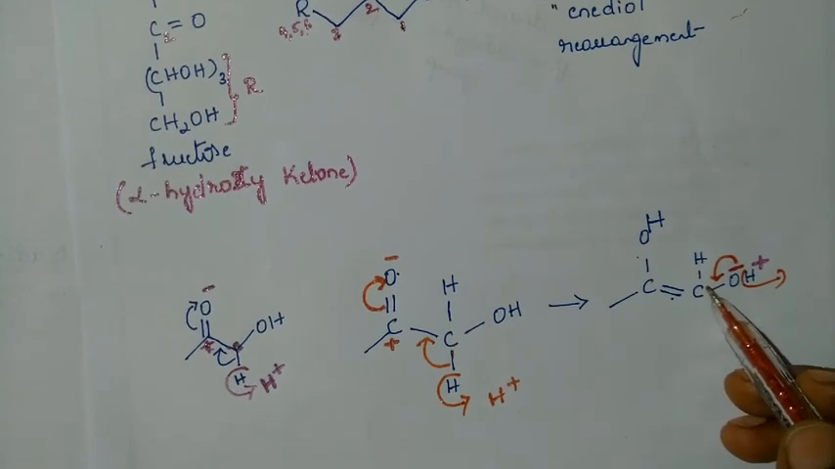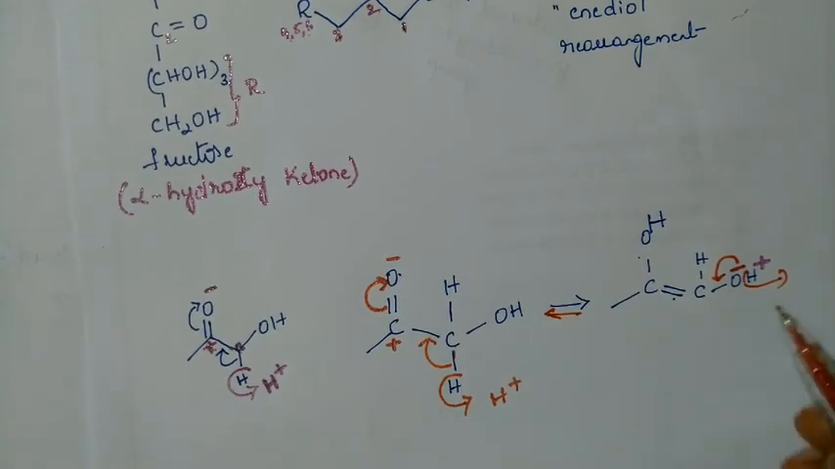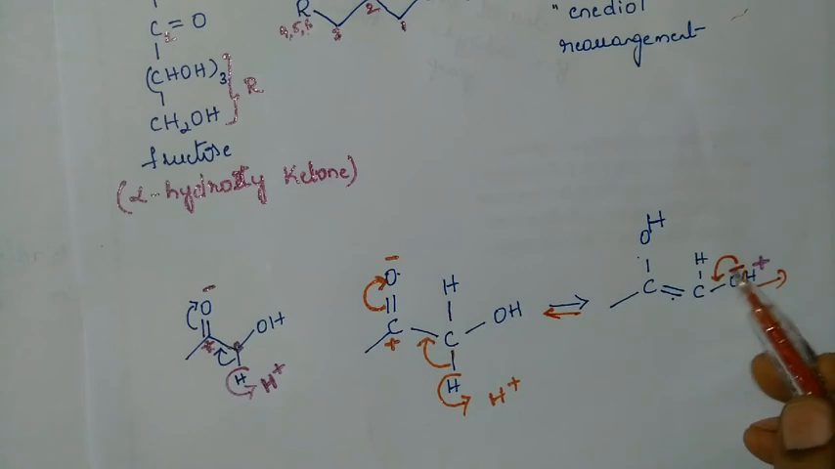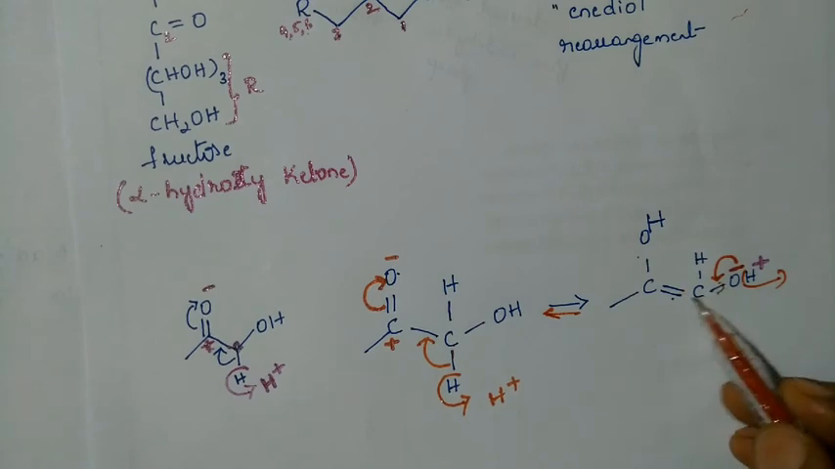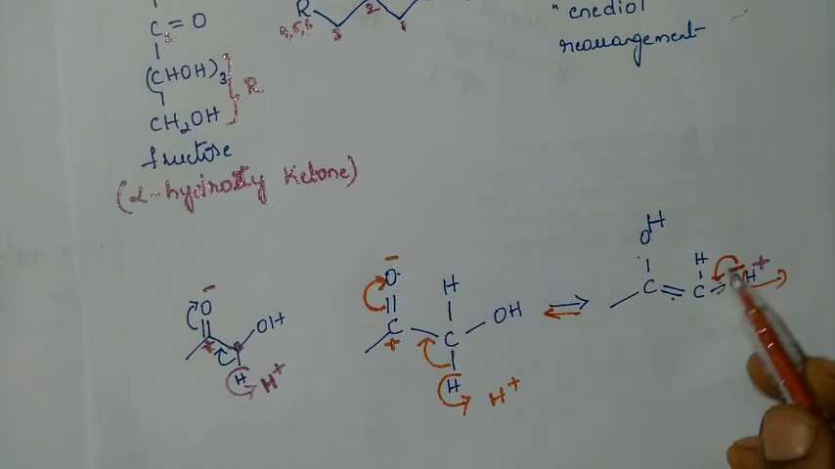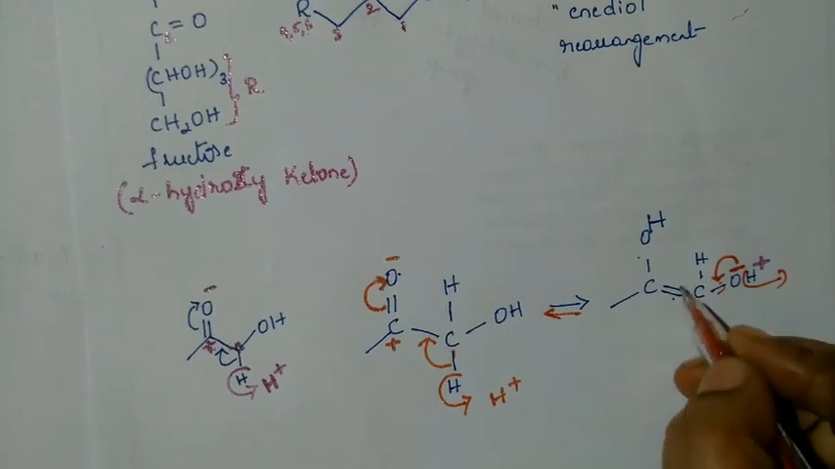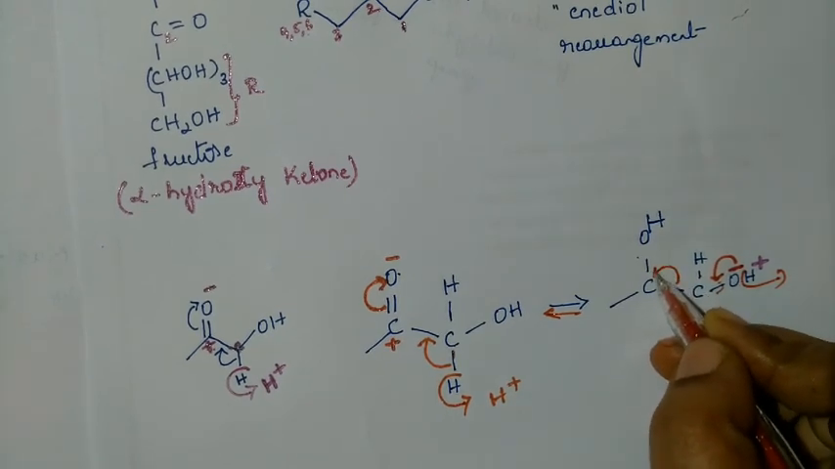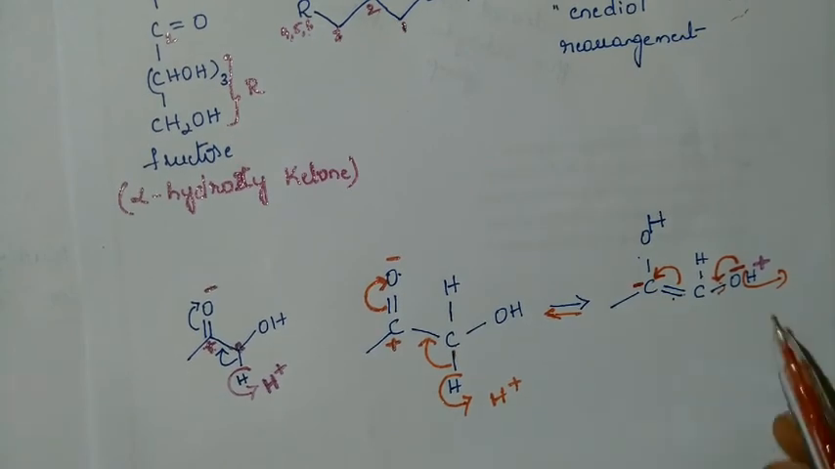So we can have it in this form also. This negative charge is going to shift towards this side and makes the double bond here. But the carbon would then have five bonds, which is not possible. So that's why this bonded electron is going to shift towards this side. This makes this carbon negative. I hope it is clear.